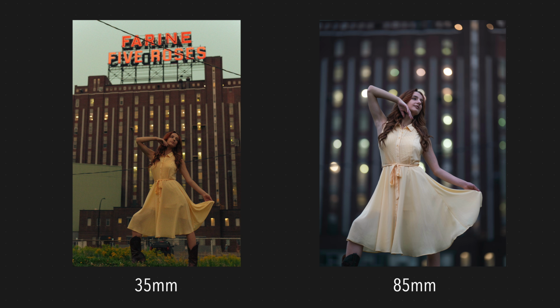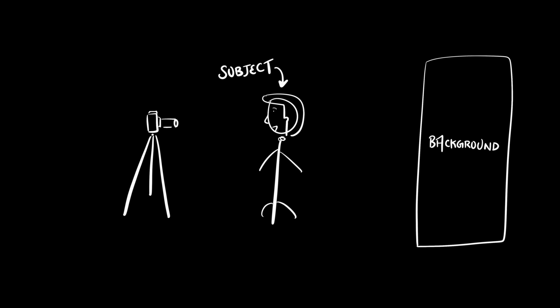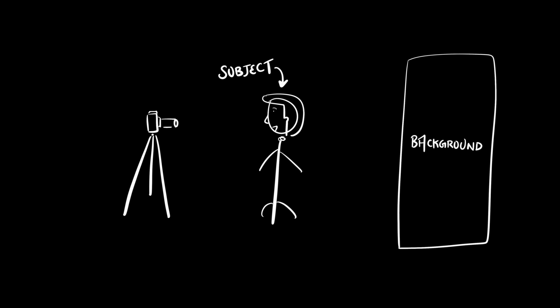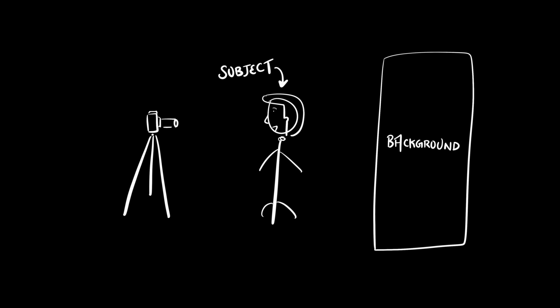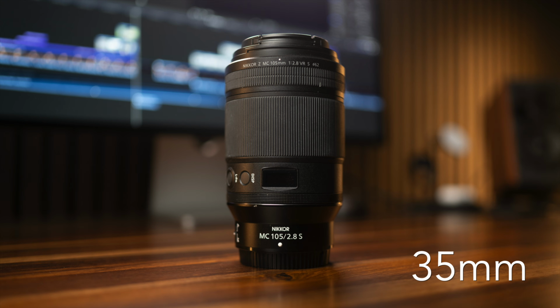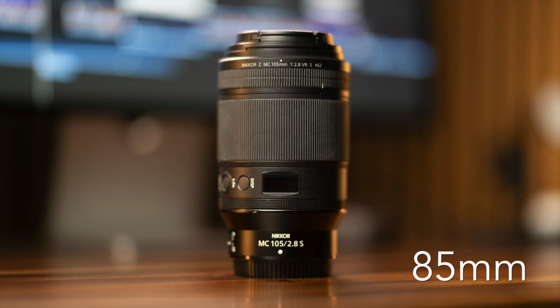Even if the compositions are similar, the images look quite different, right? That is due to background compression. Let me quickly explain what background compression is. It's a visual effect where the background appears closer to the subject, or compressed, than it actually is. This effect becomes more pronounced as you increase the focal length. But that doesn't make one lens better or worse. It all boils down to the kind of look and mood you want to achieve, and your choice of lens should align with it.